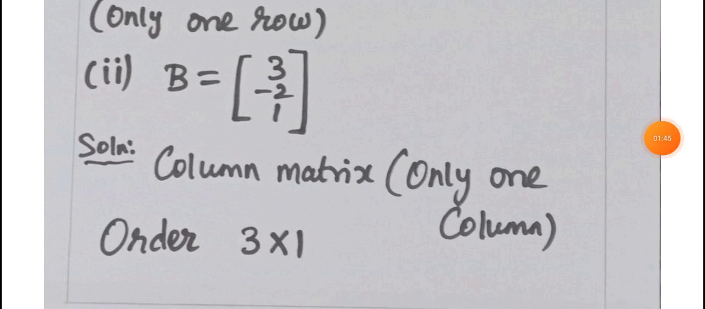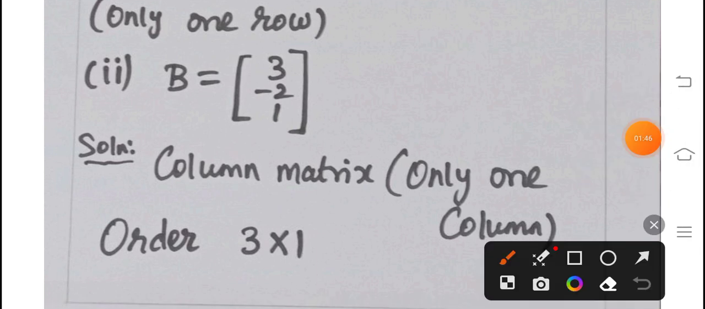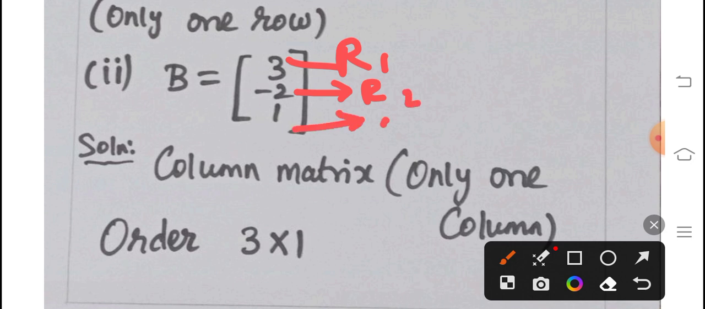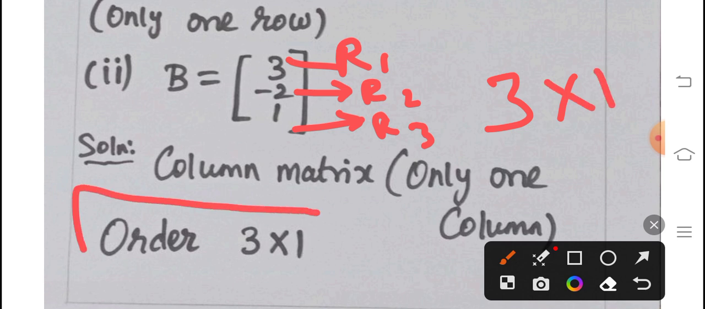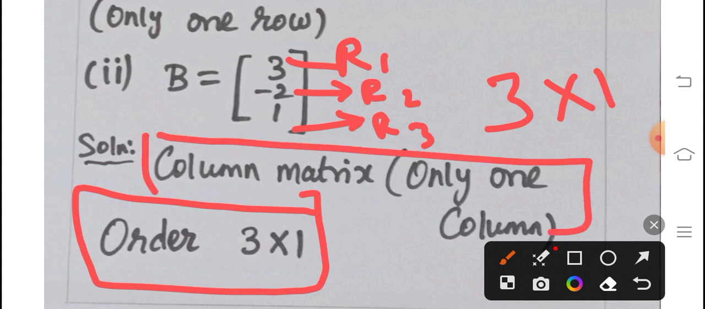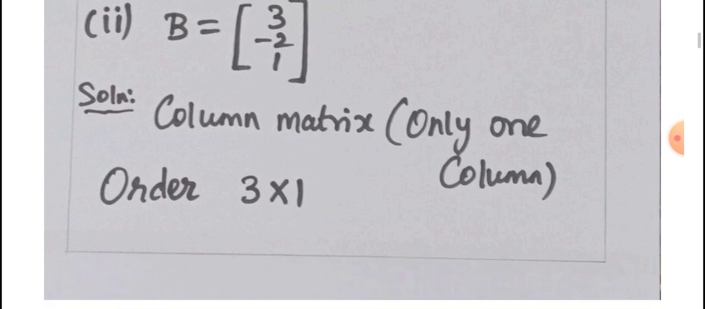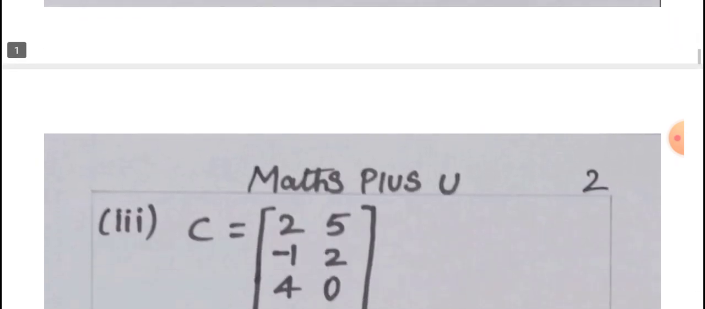Second subdivision: if you see the order, there is R1, R2, R3, so you have 3 rows and only one column. So the order will be 3 by 1. It is a column matrix, because the column matrix definition is that only one column is there.